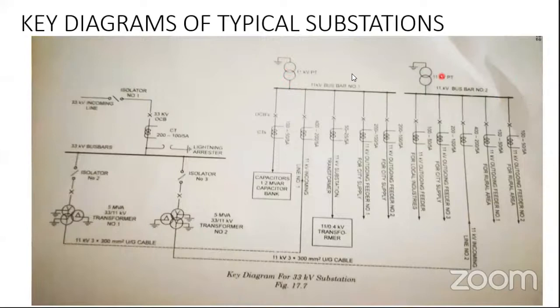If you observe on the top, both 11 kV bus bars are connected to PTs. What is the reason? To monitor and measure the voltage available at the bus bar. And if you observe, we have circuit breakers continuously. When we draw output from these bus bars, or take input to this bus bar, we provide circuit breakers which will protect the system in case of any fault.